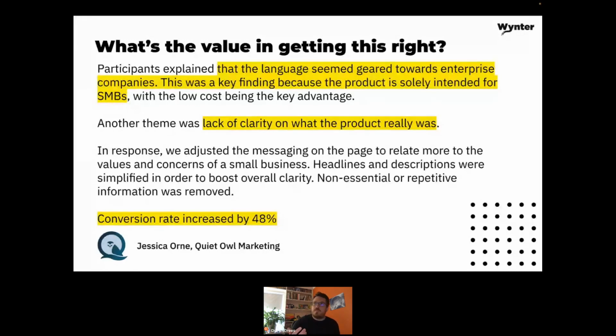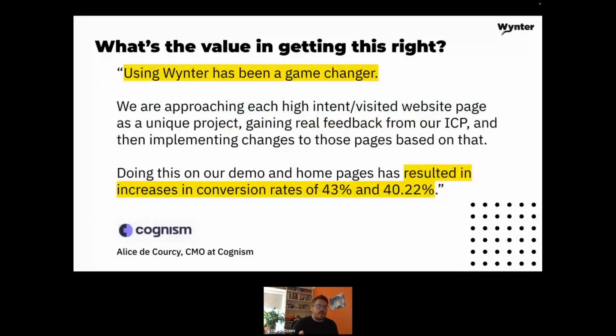Cognism as well has put out a lot of stuff in general about the value that they've been able to find by focusing on their web pages and the language of their web pages, and being able to increase their homepage conversion by 40% as well. So there's tremendous value in taking the time to actually understand and speak to your audience and making sure they understand things the way that you hope that they understand them. Change it, improve it, test it, and find out what actually is working for them.